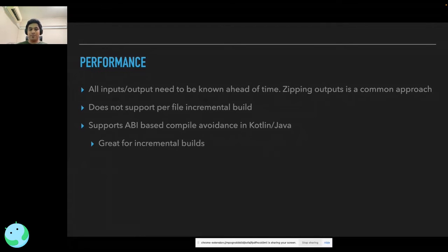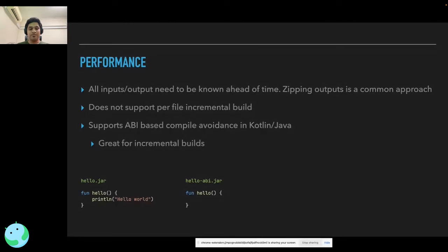So it supports ABI-based compile avoidance, which is something that is lacking in Gradle, and it is available since Kotlin 1.7 with the enable classpath snapshot flag. But what it basically does is that we have a hello function here, and I have a println of hello world. If I make a change to the hello world string, Bazel is able to skip the entire build and only build that module alone.